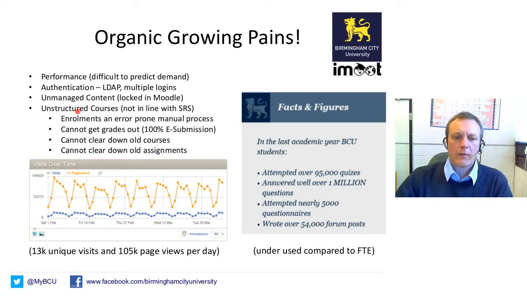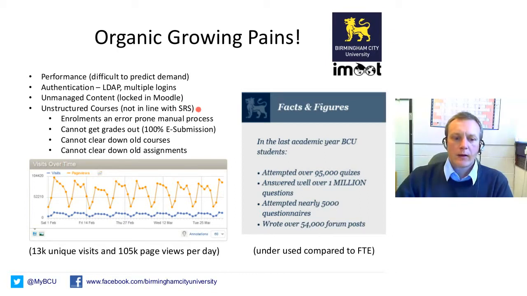But the biggest challenge we've had recently was the unstructured nature of the courses, where they're not in line with the student record system. Now, the reality is that a lot of them are actually fairly in line with this, purely because it makes sense for lecturers to create Moodle courses that correspond with modules in the student record system. But it's not structured in a way that we could integrate. The relationship wasn't tightly defined. It wasn't part of a process or a workflow.